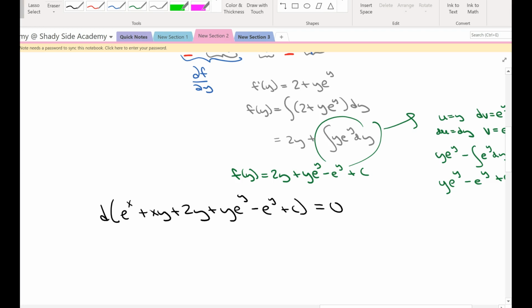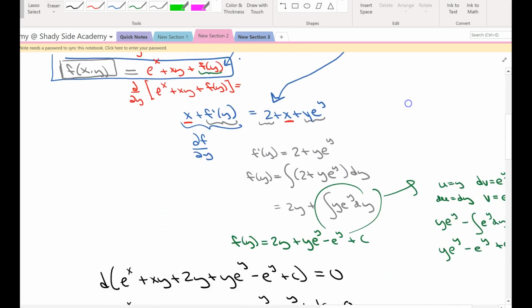And if I want to now undo the differential, e to the x plus xy plus 2y plus y e to the y minus e to the y plus c equals some other constant c1, or I can just absorb these two and 0 here and just call this constant k or something like that. Okay, equals 0. What was that initial point again?